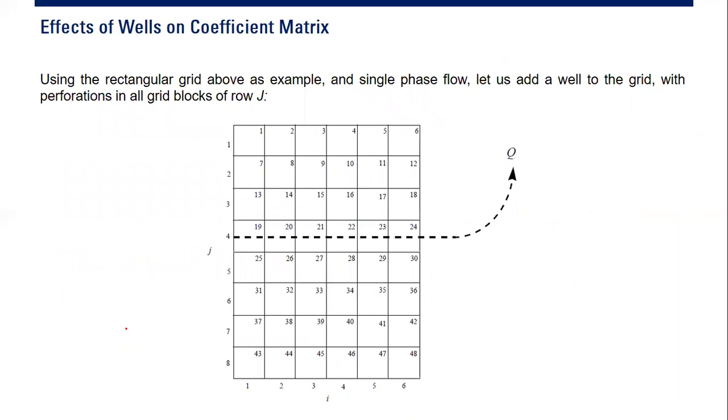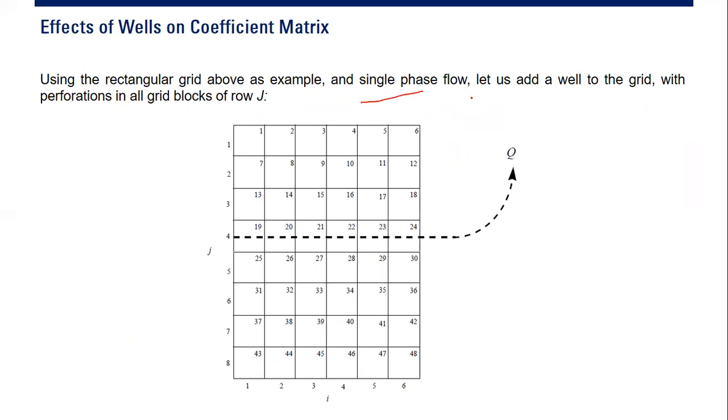Now, talking about the effects of wells on the coefficient matrix. What actually happens to our coefficient matrix if we place a well in a particular grid block? Using the rectangular grid above as an example, and assuming single phase flow, let us add a well to the grid with perforations in all grid blocks of row J.